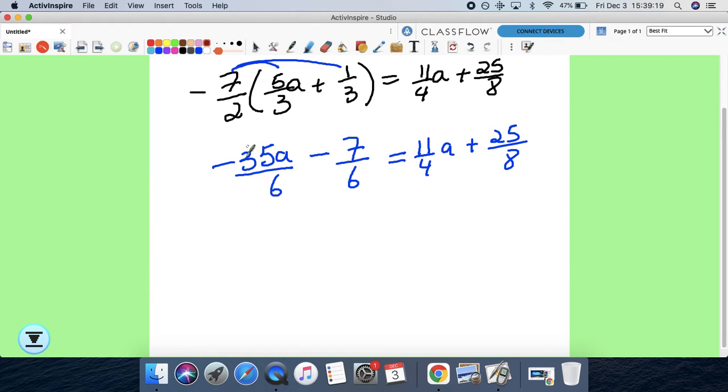I'm going to multiply everything by 24 again. It looks like 12, yeah, 24. Multiply this side by 24. 24 divided by 6 is 4. 4 times 35 is just 140.